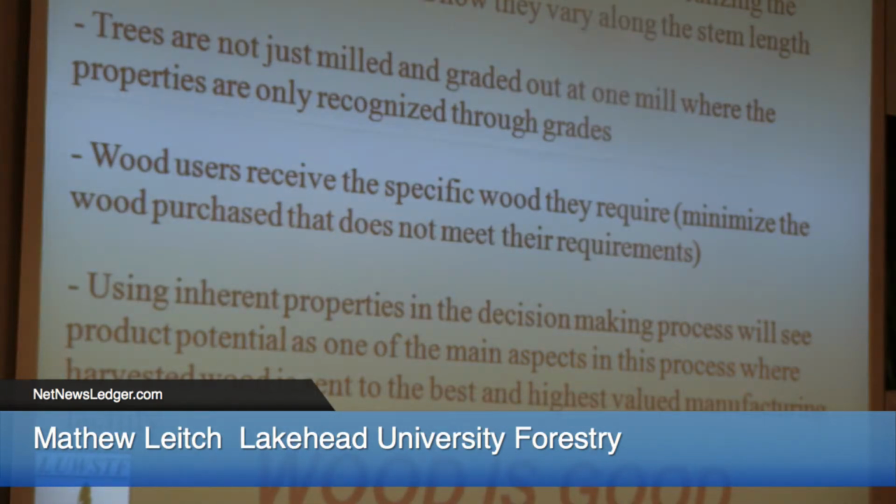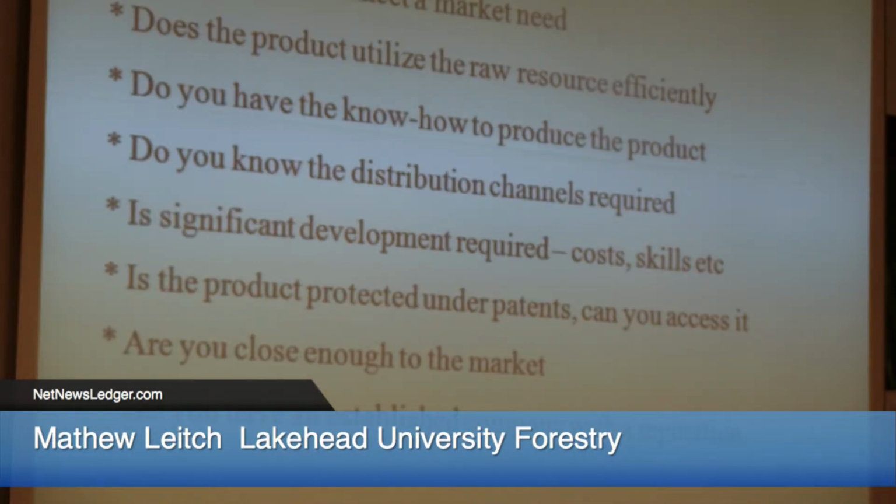So to summarize, you can get up to a 25% increase in value. Trees aren't just milled and graded out at a mill. Properties dictate where we use them. Wood users receive what they need, and of course inherent properties can help in decision-making processes for product potential, which is sort of what we like to do when we help people.